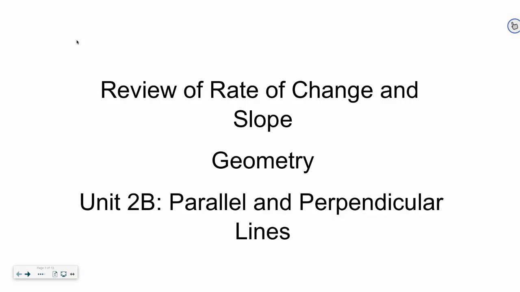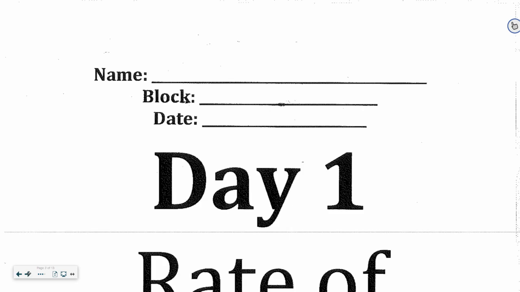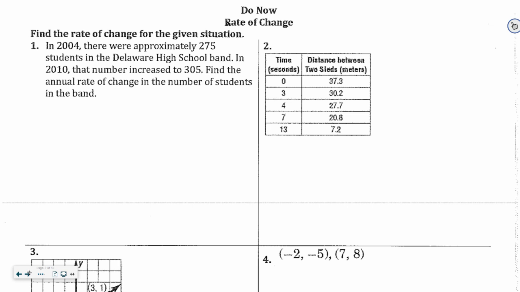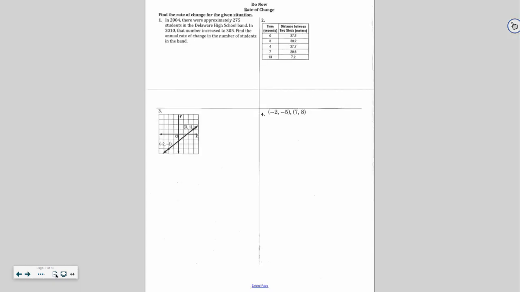Hello everyone, so this is a review of rate of change and slope. This is for our second part of Unit 2 on parallel and perpendicular lines. So you should have this day 1 packet, and it has these as a PDF. So if you tried these before, by the end of this unit you'll be able to figure out how to do all of these and figure out the slope of all of these.